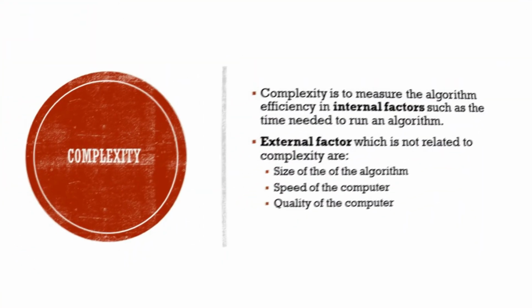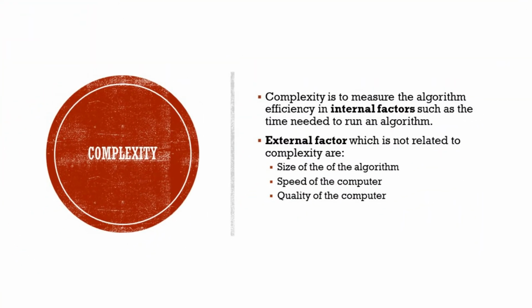The next one is complexity. Complexity measures the efficiency of an algorithm in terms of internal factors, such as the time needed to run an algorithm. The external factors, which are not related to complexity, are the size of the algorithm, the speed of the computer, and the quality of the computer.